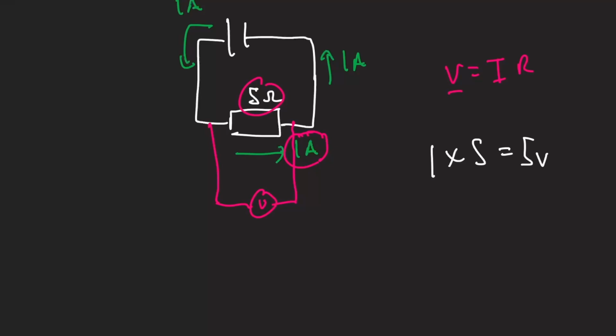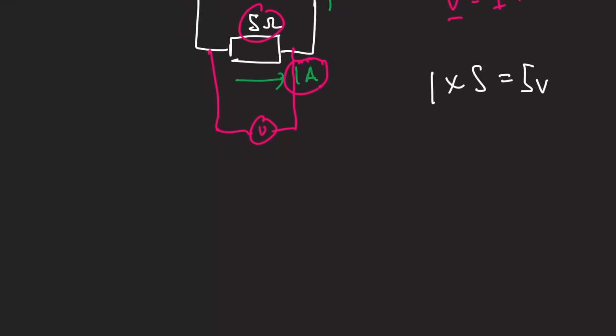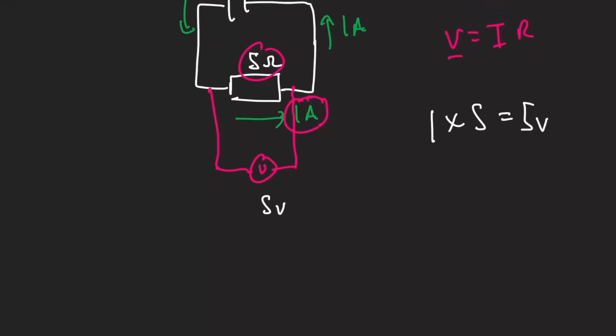Okay, so now let's say we keep this potential difference the same. So this reads 5 volts, right? Just like we worked out. But this time I'm going to increase this resistance to 10 ohms. Now I want you to work out what the new current would be. It's not going to be 1 amp anymore because we changed the circuit.